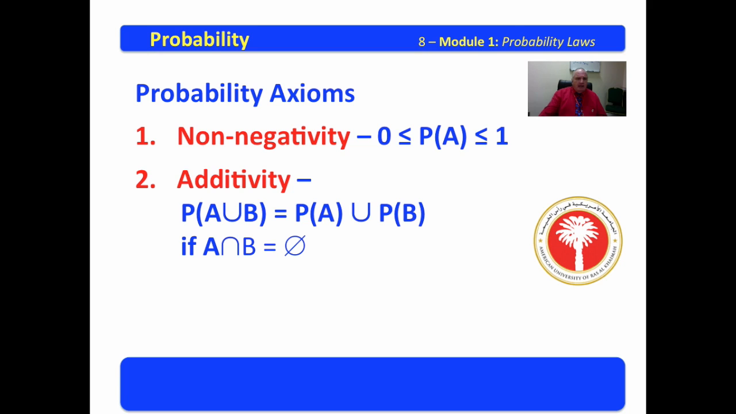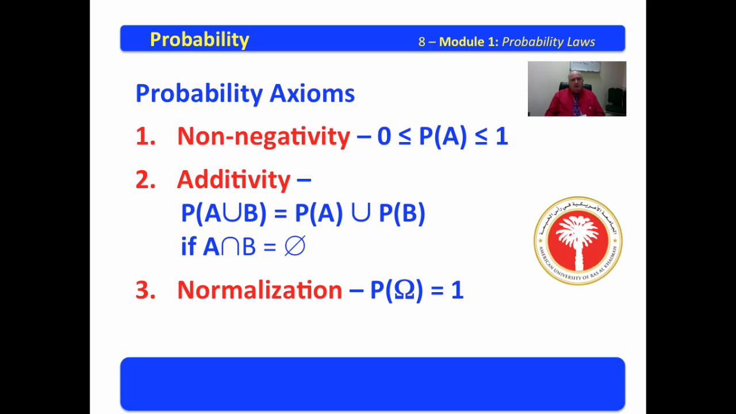We also have an additivity axiom for probability. The probability of A union B is equal to the probability of A plus the probability of B if the two sets are completely disjoint.